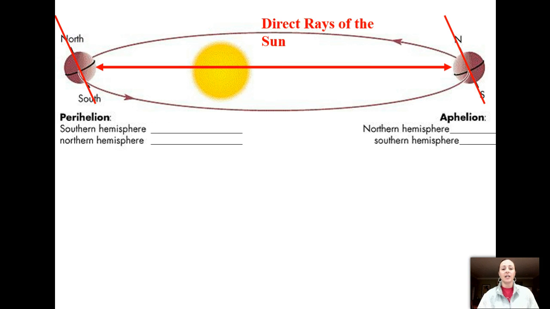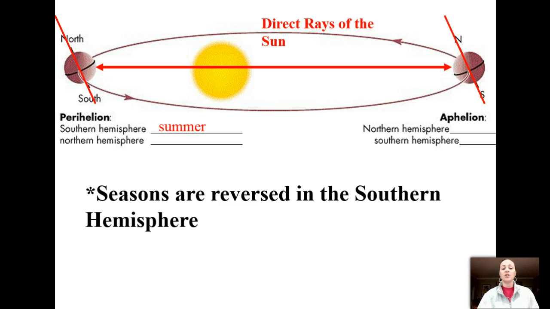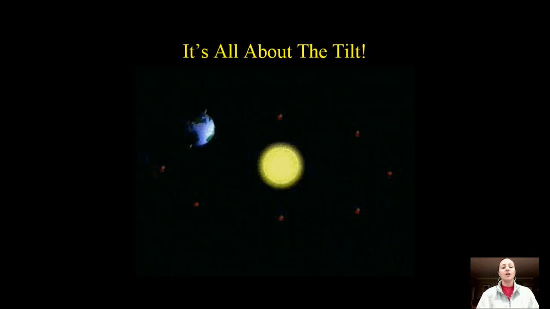If you're in Australia, then you're going to be approaching summer right now, whereas in our northern hemisphere, we're approaching winter. So the seasons are reversed in the southern hemisphere, and that has to do with, again, the tilt of the Earth. They are tilted away from the sun when we are tilted towards the sun, giving them winter when we have summer, and vice versa. It's all about the tilt.